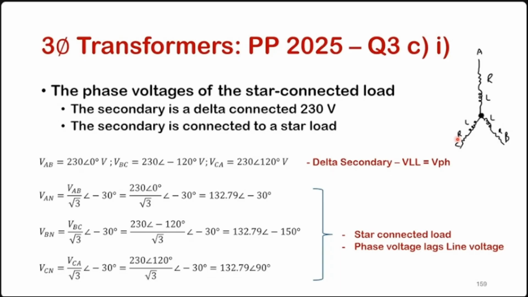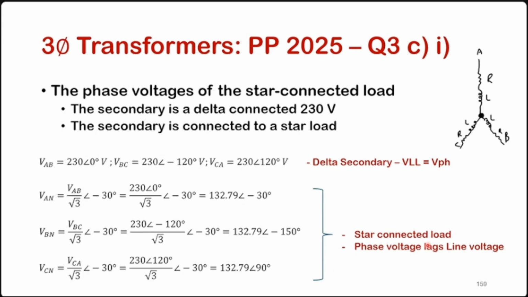So the phase and line voltages are not going to be the same for a star connected load, because line and phase currents are the same for a star, but line voltage equals root 3 times the phase voltage. So to find the phase voltage for the star connected load, it will be your line voltage over root 3. But you also need to consider the angle difference between your phase and your line voltage.